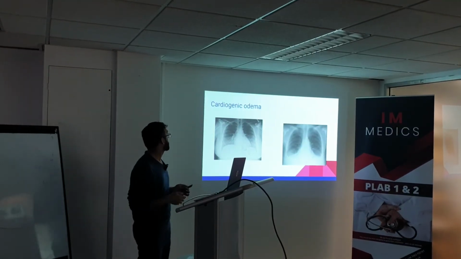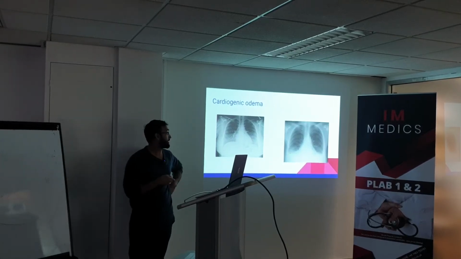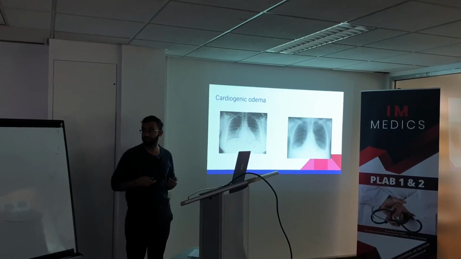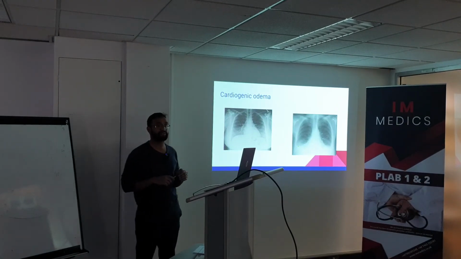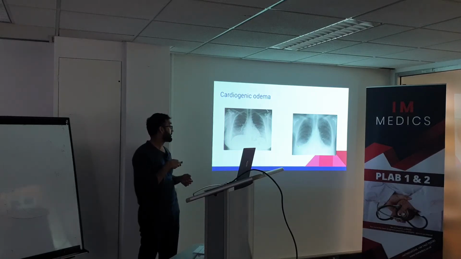And this is cardiogenic edema. So here you have congestive heart failure, and that by itself will cause bilateral pleural effusion. But you have different stages of cardiogenic failure or cardiogenic edema. So here you have interstitial edema, and then you can have alveolar edema, which is more consolidation, more patchy.